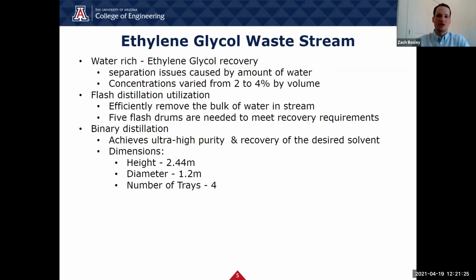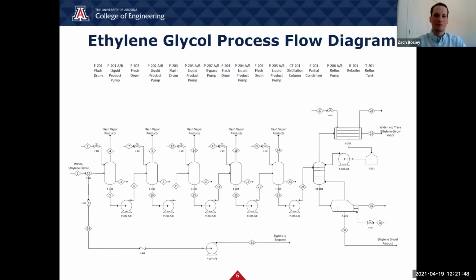A series of flash drums is used to remove the bulk of the water, utilizing increasing temperatures and pressure drops between each step. The final flash drum feeds into a distillation column to achieve the 99.5 mole percent product purity and the 90% recovery. A distillation column with the dimensions shown here will satisfy these requirements under all of our conditions. And this is our PFD for the separation.